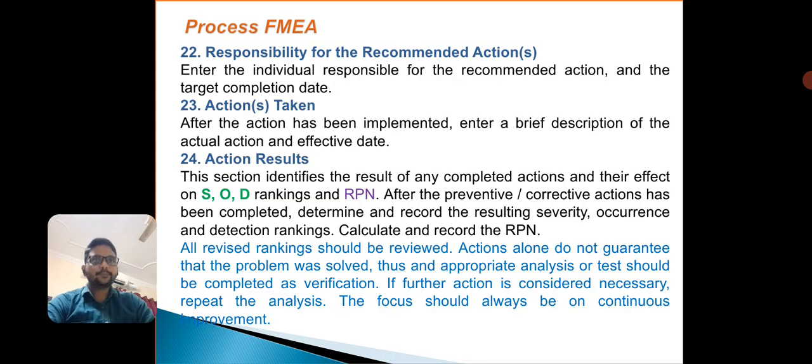Next process terminology is responsibility for the recommended actions. Enter the individual responsible for the recommended action and the target completion date. Action taken: after the actions have been implemented, enter a brief description of the actual action and effective date, and action result. This section identifies the result of any completed actions and their effect on the SOD ranking, severity, occurrence and detection ranking, and RPN. After the preventive and corrective actions have been completed, determine and record the resulting severity, occurrence, detection ranking, and record the RPN.